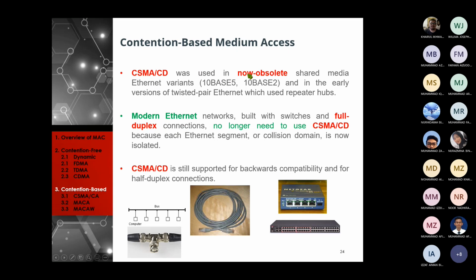CSMA/CA was used in now obsolete shared media Ethernet variants 10BASE5, 10BASE2, and in the earlier twisted pair Ethernet which used a repeater hub.